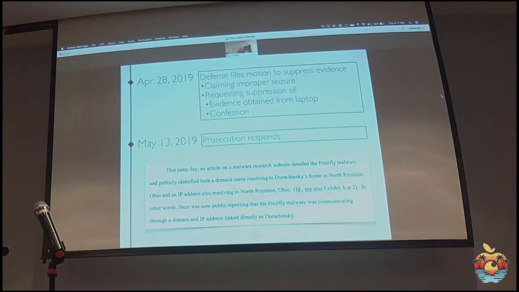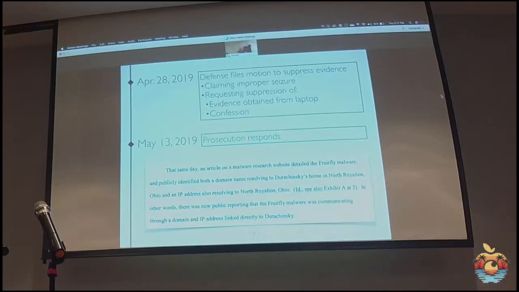And so there was concern that Durachinsky would delete data, and they wanted to prevent that. So here we've got a problem where I published a blog post, and this had a direct effect on potentially the course of this trial and could be a potential issue for the prosecution.